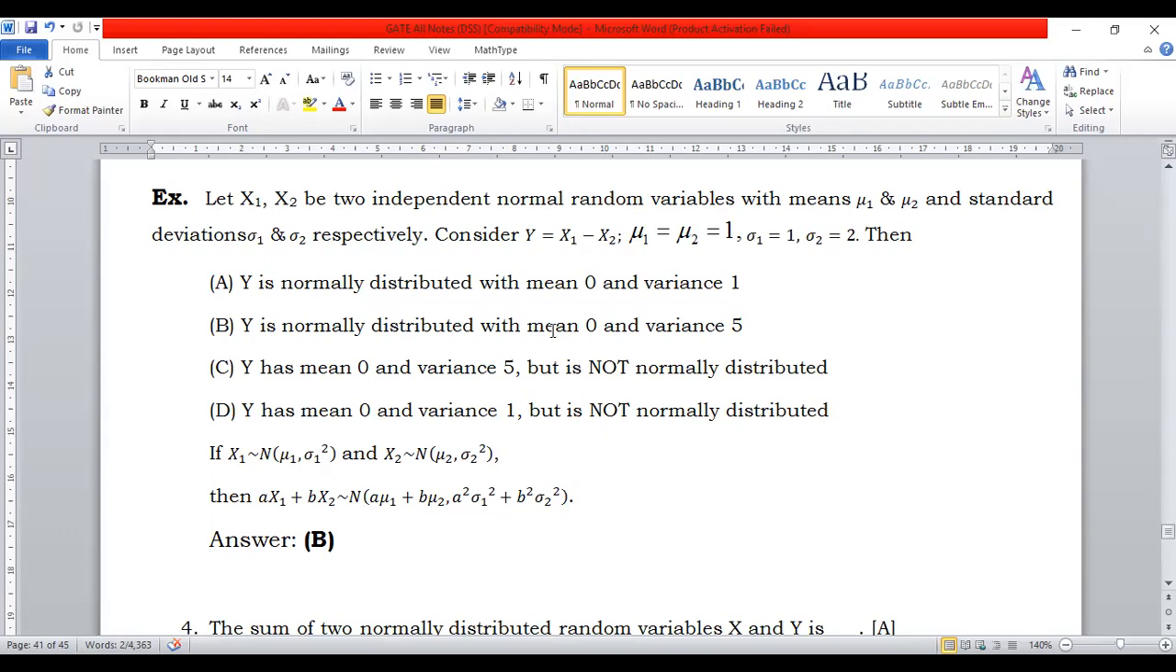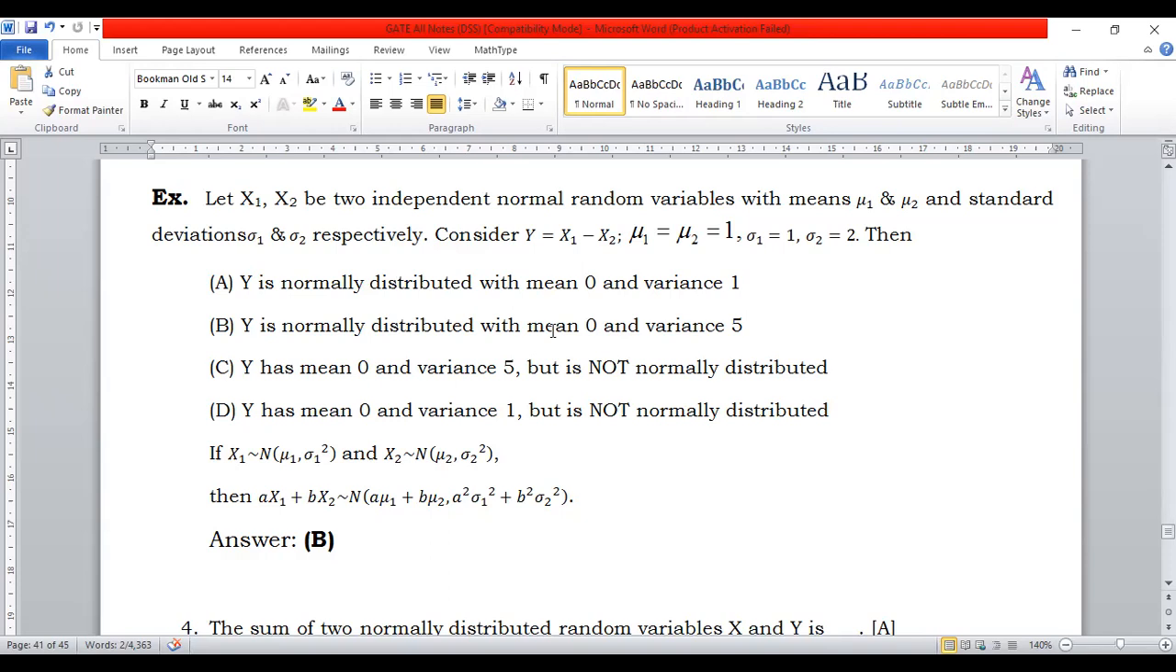And what will be the mean of y? Mean of y will be equal to mean of x1 minus mean of x2. Means 1 minus 1, 0. Mean is 0. Y has mean 0. It is normal distribution. So C and D cannot be the answers. A or B.